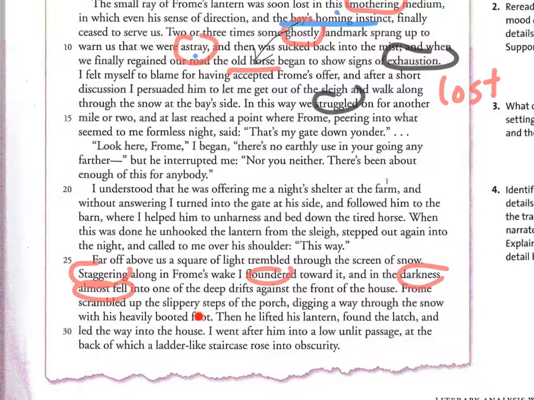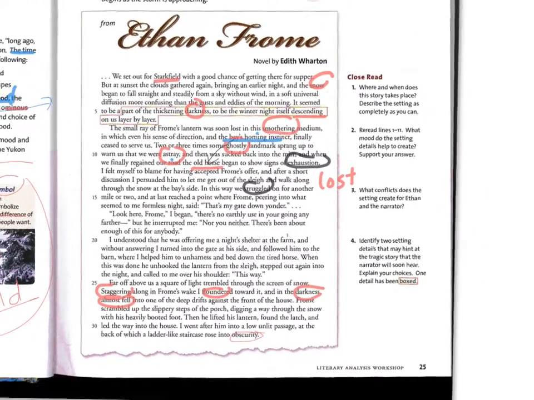Fromm scrambled up the slippery steps of the porch, digging a way through the snow with his heavily booted foot. Then he lifted his lantern, found the latch, and led the way into the house. I went after him into a low, unlit passage, at the back of which a ladder-like staircase rose into obscurity, which is another way here to say unknown darkness. Okay, that's our excerpt. We have lots of mood clues.